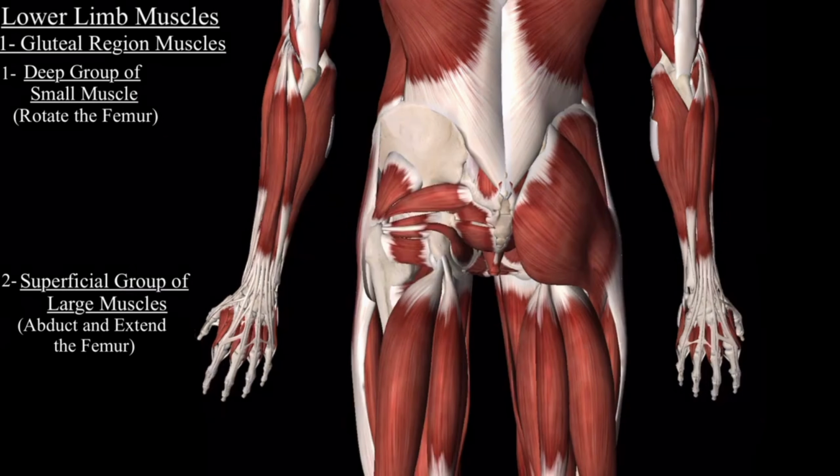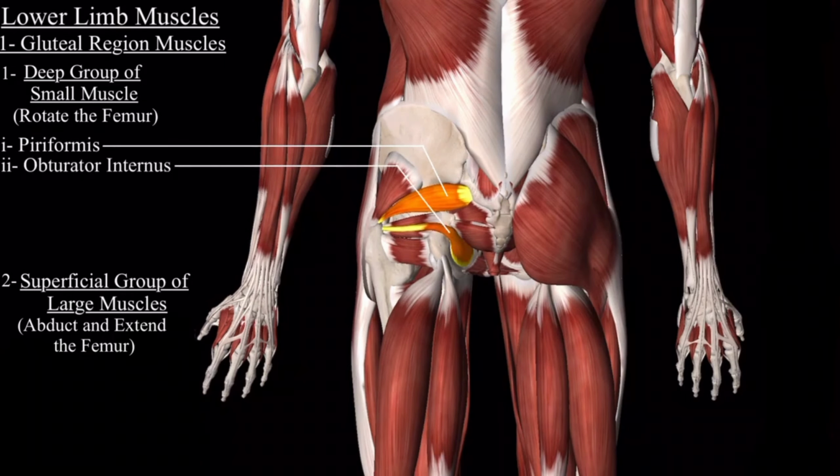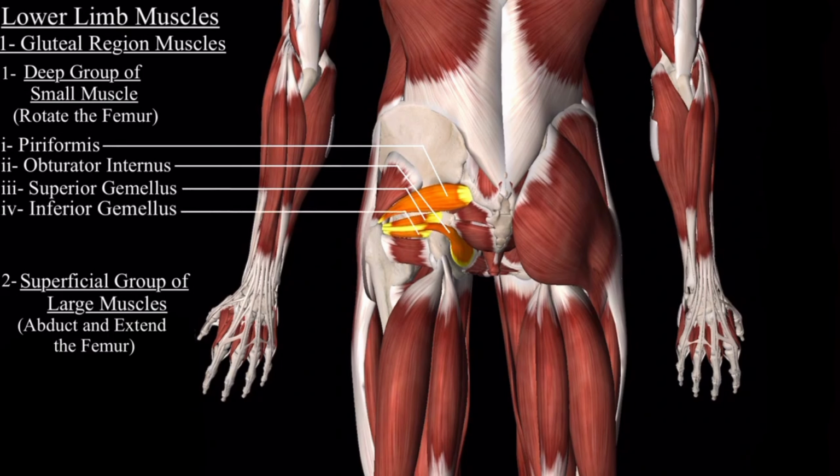The muscles of the deep group include the piriformis muscle, obturator internus muscle, superior gemellus muscle, inferior gemellus muscle, and the quadratus femoris muscle. These 5 are the deep group of small muscles. As you can see, these are present deep to the bones and these are small muscles.